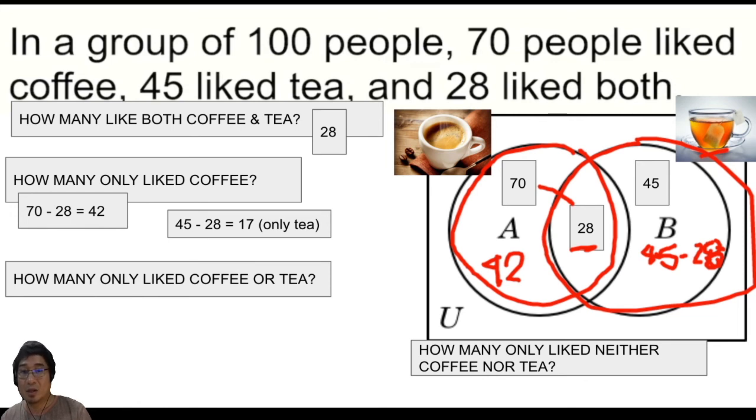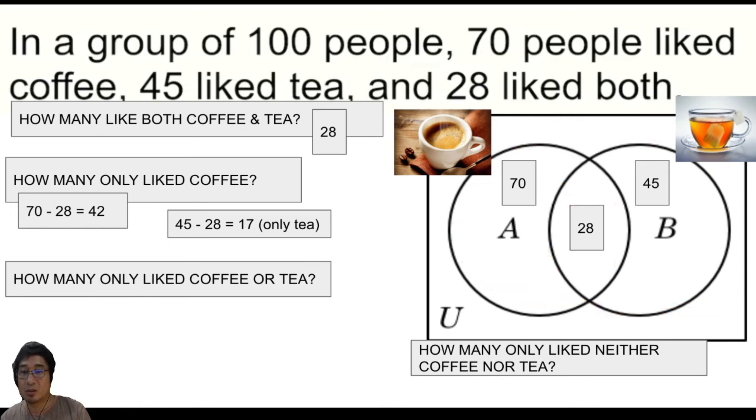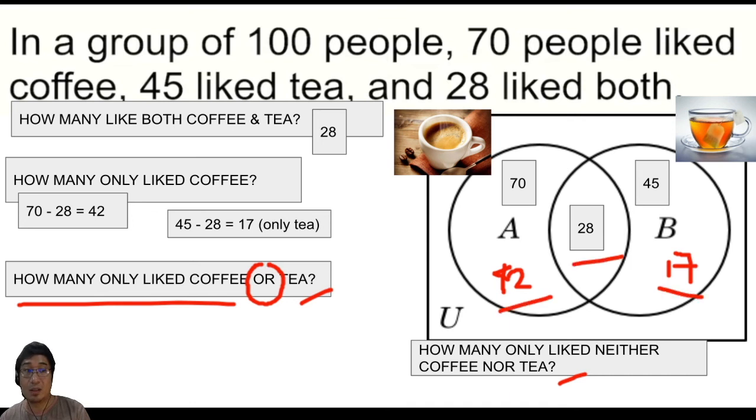So, meron na tayong 2 important answers to use to determine the answer here on how many people only like coffee or tea. Tapos dito, how many people like neither coffee nor tea. So, this is 42, dun lang sa only coffee. And then dito, 17, dun lang sa only tea. So, how do we solve this one? How many people only like coffee or tea? So, ibig sabihin, we're going to add 42, 28, and then 17. So, 42 plus 28 plus 17 is going to be 87. So, 87 yung may gusto sa kape or sa tsaa.